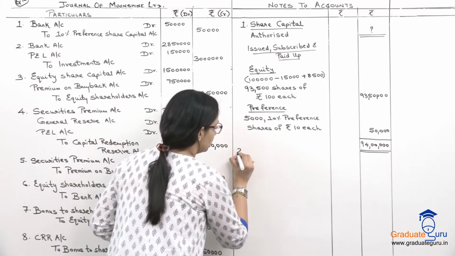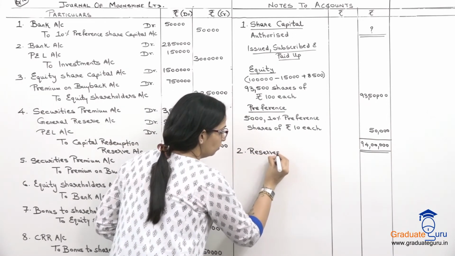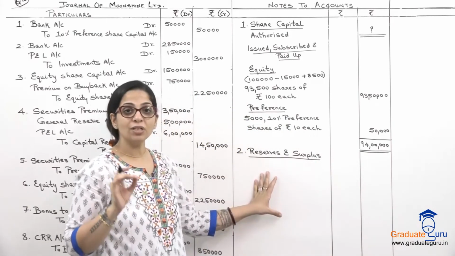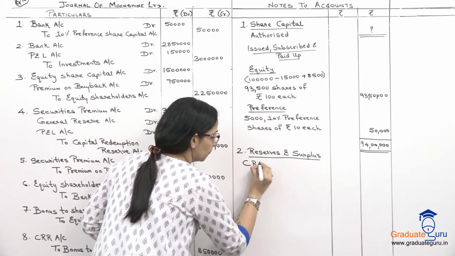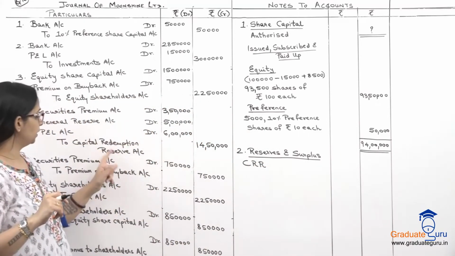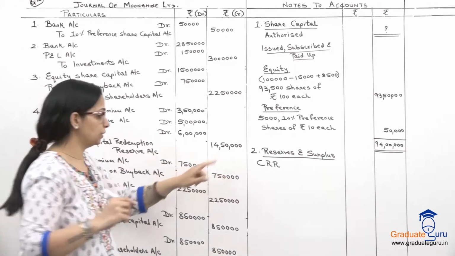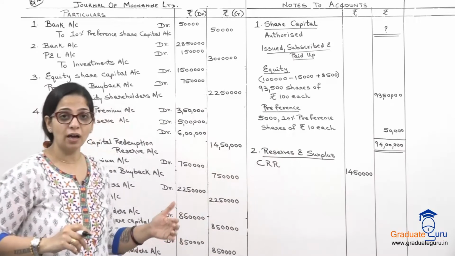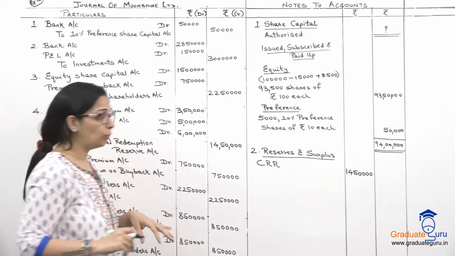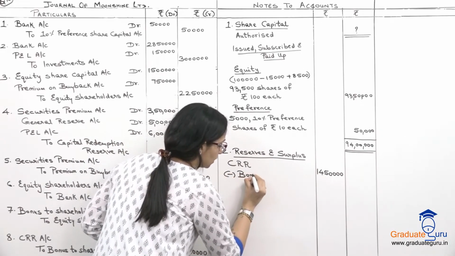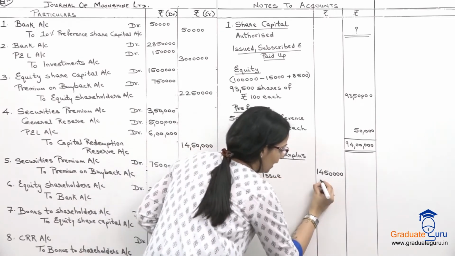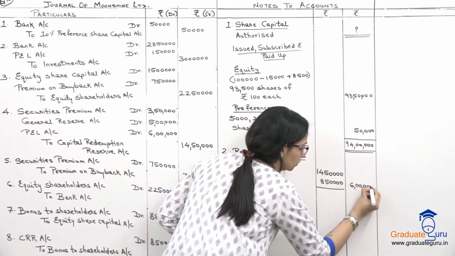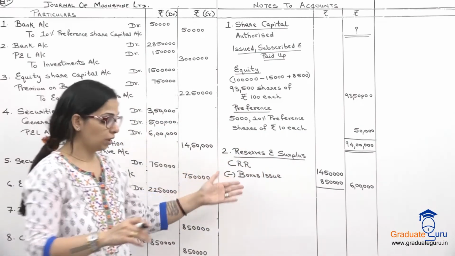Now we go to reserves and surplus. We will have to be a little careful while preparing this. There is a lot of plus and minus, so we should not forget. So first I will start with the new reserve, CRR. How much CRR have we created? Here we have 14,50,000. So I'll write it in the inner column. And then we used the CRR for bonus. In my last entry, CRR to bonus to shareholders. So less bonus issue, and that was 8,50,000. So we have a balance of 6 lakhs in my CRR.